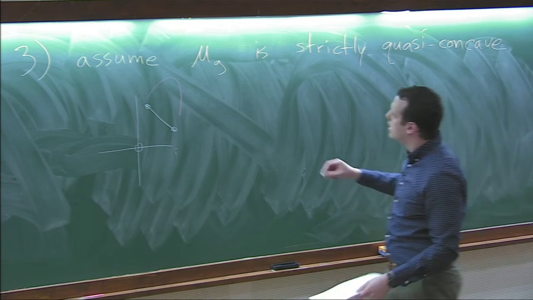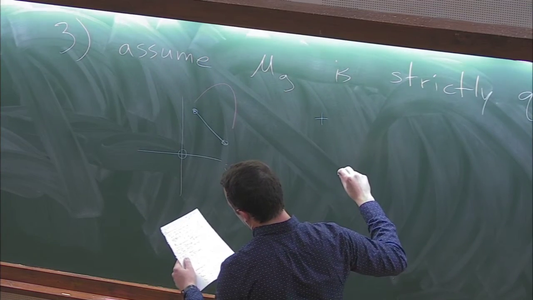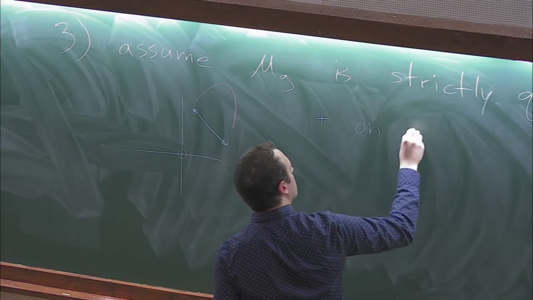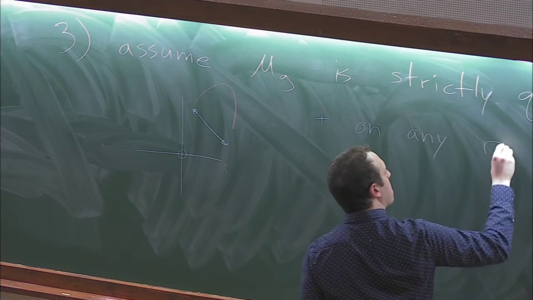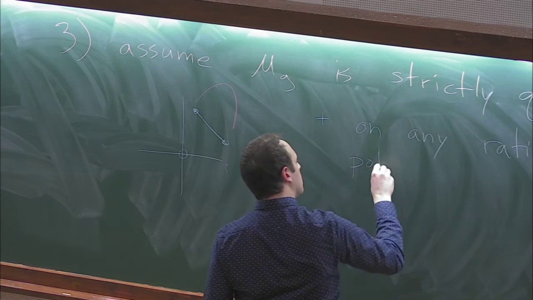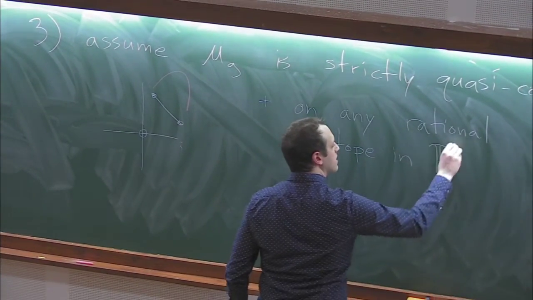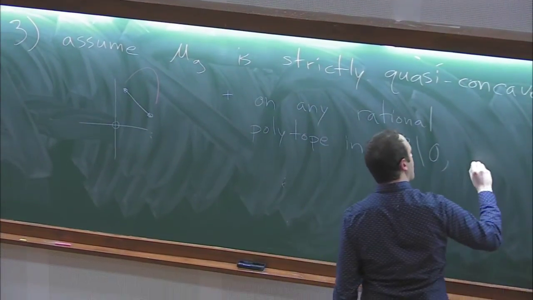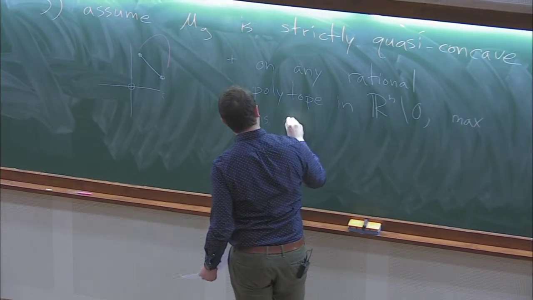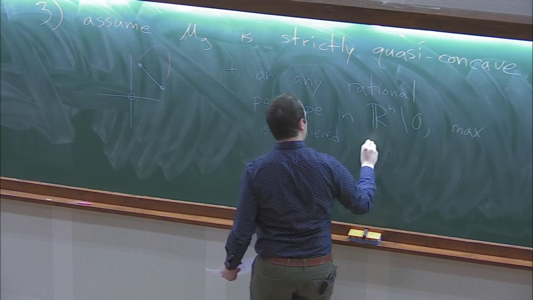And then also, on any rational polytope in Rn minus the origin, the max is achieved at a rational point.